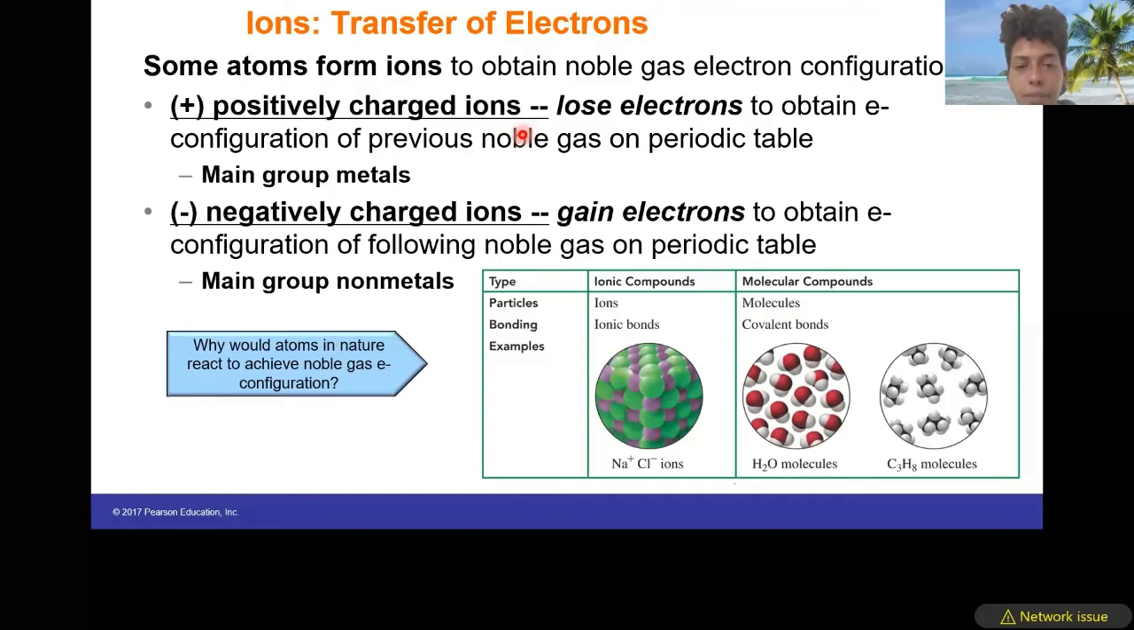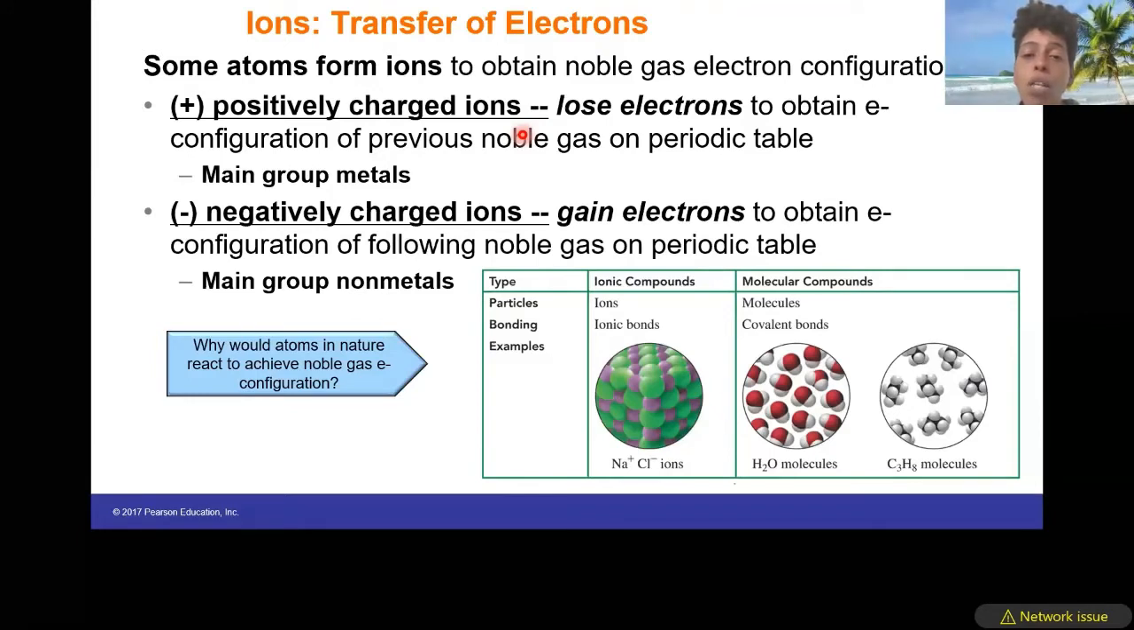Stanley? Armando? They want to become like stability. Right, they want to be stable, and noble gases have how many electrons in their outer valence shell, Stanley? 8. Yes, they have 8.